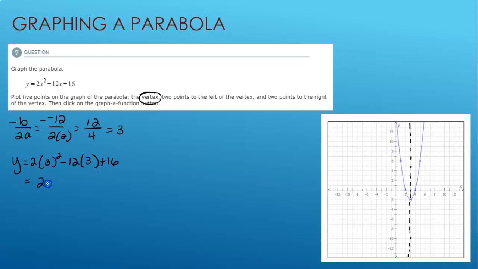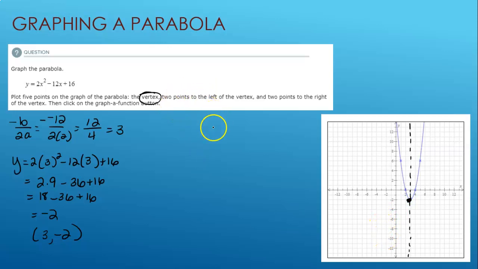So this becomes 2 times 9 minus 36 plus 16. 2 times 9 is 18. 18 minus 36 plus 16. 18 minus 36 plus 16 becomes negative 2. So that tells me that my vertex is 3 comma negative 2, which is that point right there.